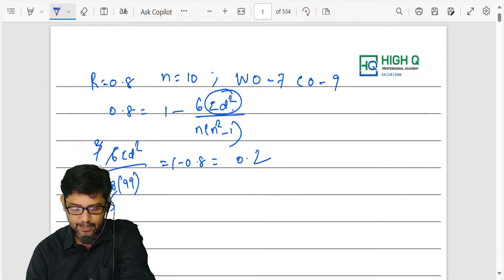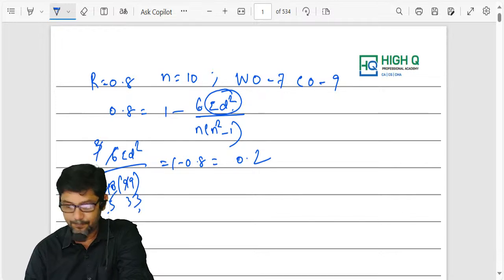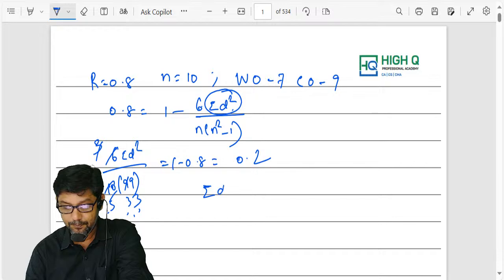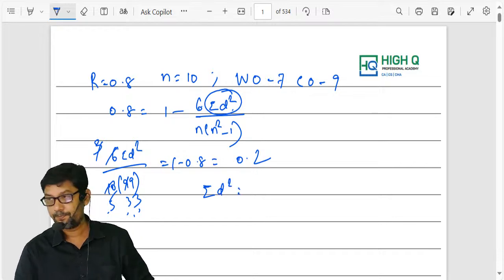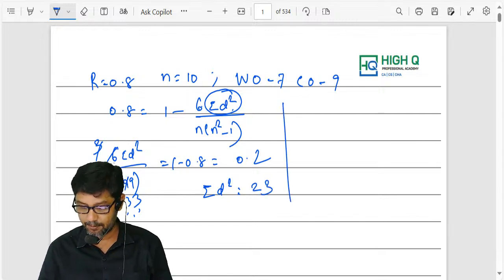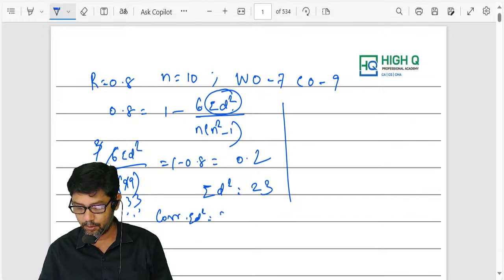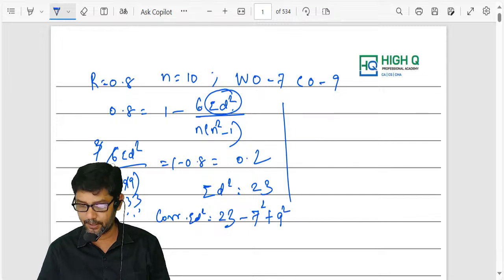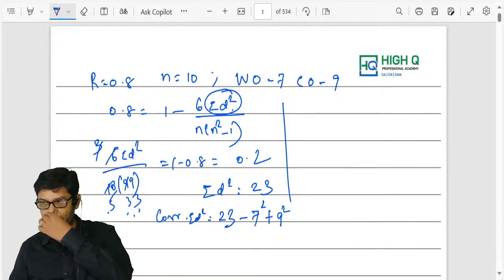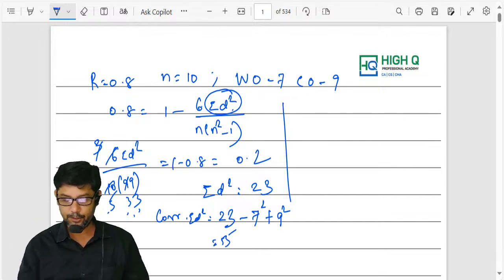Now cross multiplication, or let us cancel like this. 3s are, 5s are, 33s are, 165. 165 into 0.2 is 33. Now we need to correct the summation d square. Corrected summation d square equals 23 minus wrong observation square plus correct observation square. So can you please tell me what is 23 minus 49 plus 81? 55.